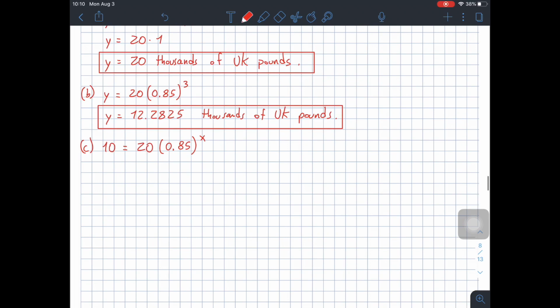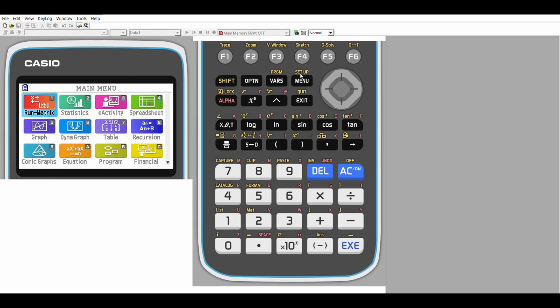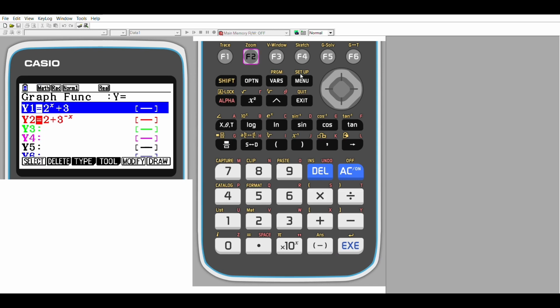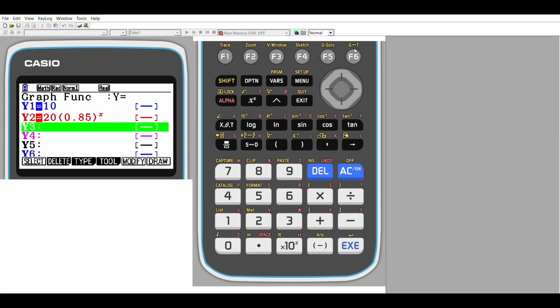So if we want to find the solution to this using the calculator, what we need to do is the following. Let me show you. Once again, we would go to the calculator. You should be able to see it right now. We're going to go to menu, graph once again. We're going to erase this, we don't need them anymore. And as our first equation, we're going to write 10, only 10. That's the equation of a straight line. And for the second equation, we're going to write the function that the problem gave us. 20 times 0.85 to the power of x, okay? Enter, and we draw this.